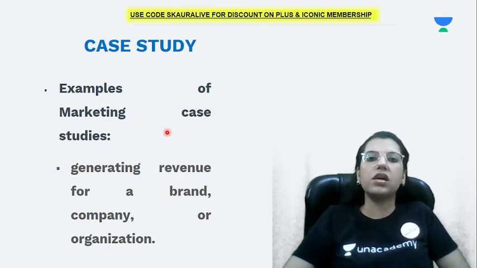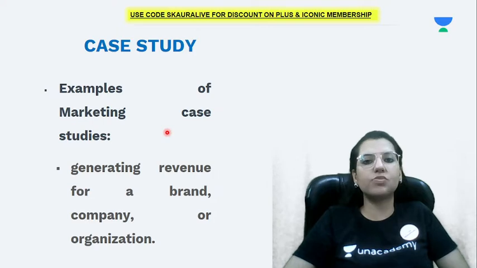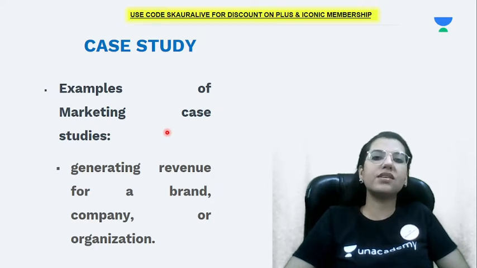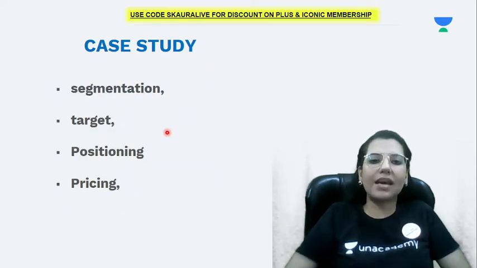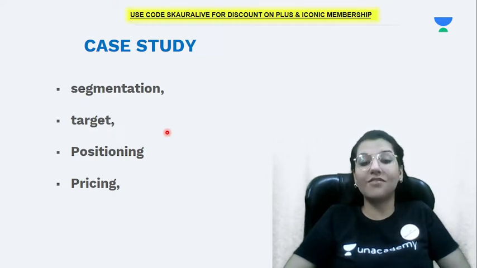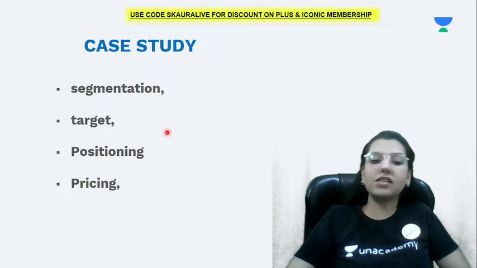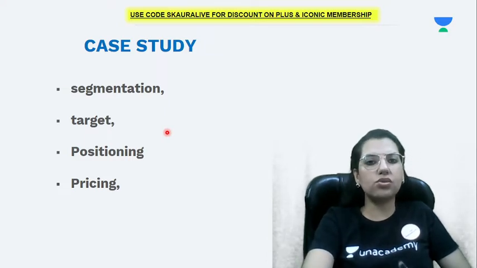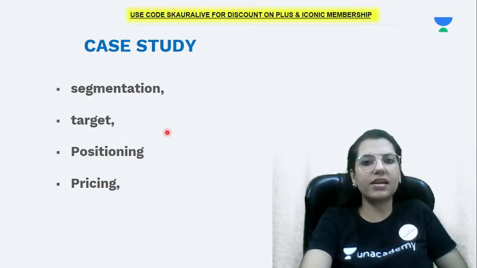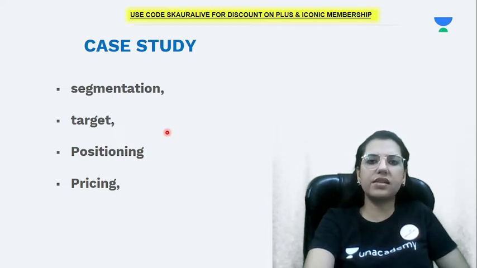Actually, you are expected to generate revenue for a brand, for a company, for an organization. You're expected that you should generate a revenue. Segmentation, target, positioning, that is well-known. These are the three well-known terms, STP. Pricing, then there are 4 Ps, right? So basically, whenever you get a marketing case study, think in your mind that, am I expected to generate a revenue?